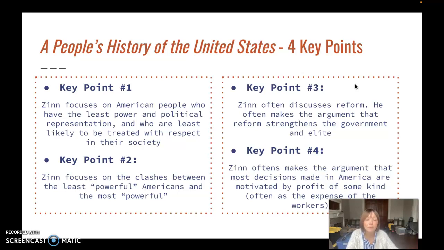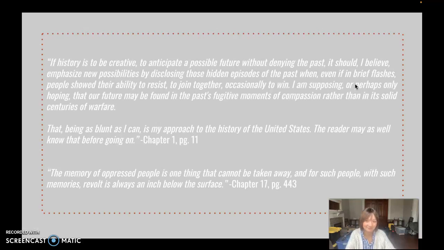And then key point number 4 is he often makes the argument that most decisions made in America are motivated by profit of some kind, which I think is something that we all know. But he talks about this often in war times, where it's the elites that are making the decision to go to war, and then the working class are affected by that. They're the ones that are being rooted out of their lives and having to go and fight. They're the ones that are having to make changes at home to deal with the fact that we're at war. So just really interesting takes, different than what we're used to hearing in the social studies classroom.